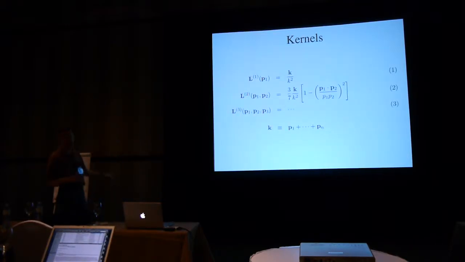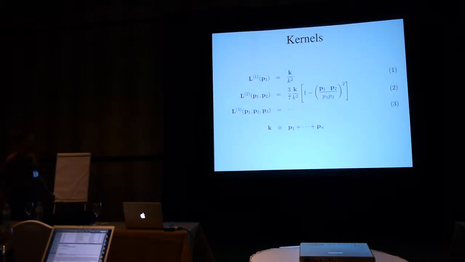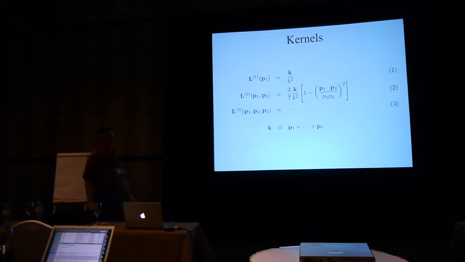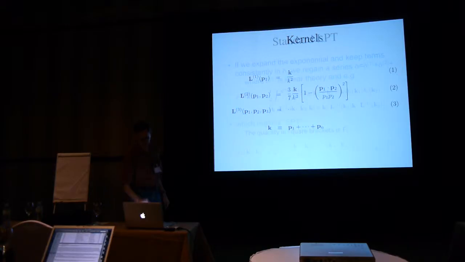So these L's are pretty easy to write down. You just take that equation and do a Taylor series expansion. The first one is just k over k squared. The second one's a little more complicated. Notice the magic 7. This is looking good already. L3 is quite long, but you can write it down. And k is always the sum of all these p's, so momentum is always conserved at every vertex.